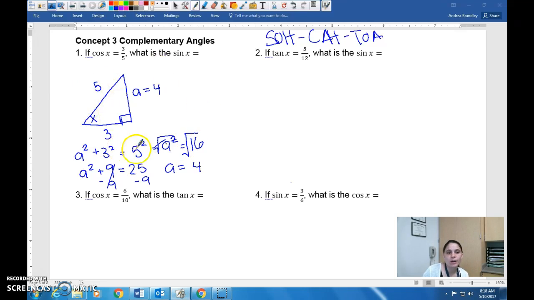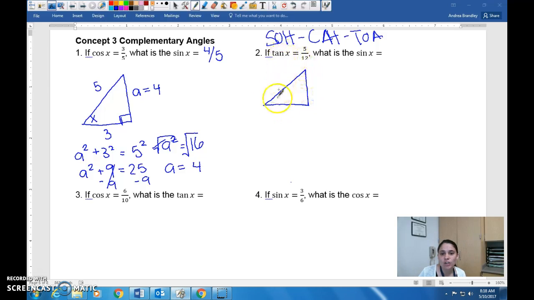So now that I have my triangle with all my sides labeled, I can look here, and sine is opposite over hypotenuse, so that would be 4 over 5. So I have sine of x is 4 over 5. So basically, once you draw your triangle and find all your sides, it's pretty straightforward to find whatever trig function you're looking for. So let's go ahead and try that again.